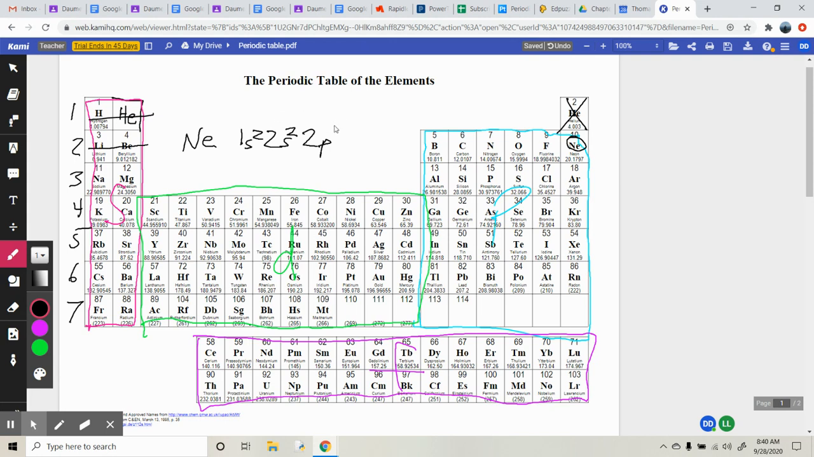As you can kind of notice, the p orbitals have a max of 6. The s orbitals have a max of 2, right? These are their sublevel electrons. So d would have a max of 10, and f would have a max of 14. Okay, so that is neon's electron configuration.